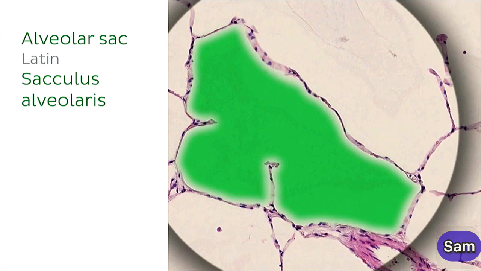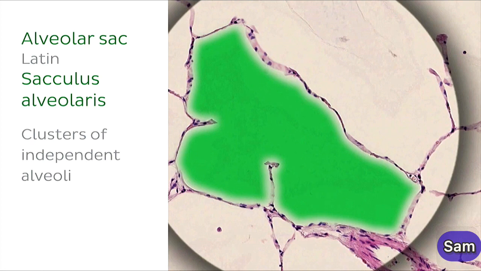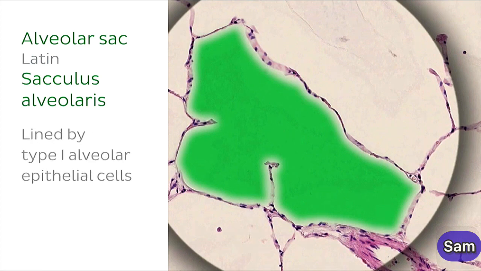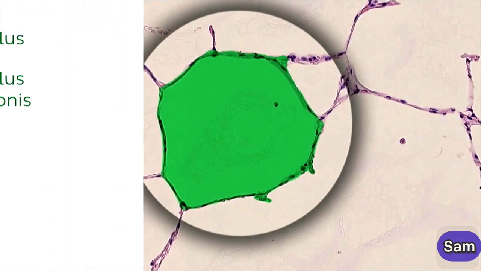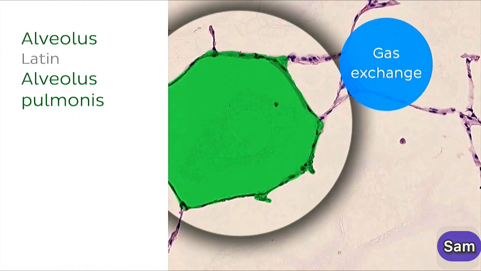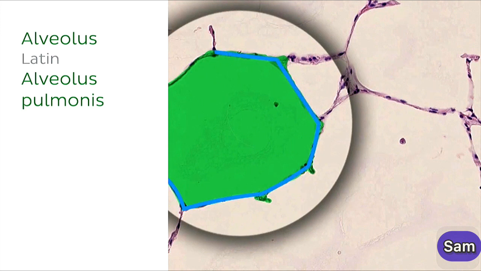Alveolar sacs are clusters of independent alveoli located at the terminal part of the airway, and they're lined by type 1 alveolar epithelial cells. So now we're reaching the alveoli. And alveoli are the terminal part of the airway, and this is where most of the gas exchange takes place. So as you can see, alveoli have very thin walls consisting only of a single layer of epithelial cells. And in the following, we will go into further detail on the cell types found in alveoli and some distinguishing features of the alveolar wall.